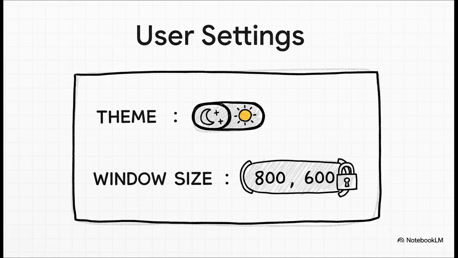Or how about user settings in an app? Perfect for a dictionary. The key is the name of the setting, like theme, and the value is the user's choice, like dark. And check this out. You can mix and match. Maybe the window_size setting should never change. You can just store that as a tuple inside your dictionary. You get the best of both worlds.